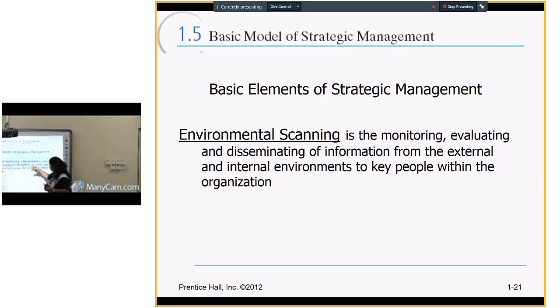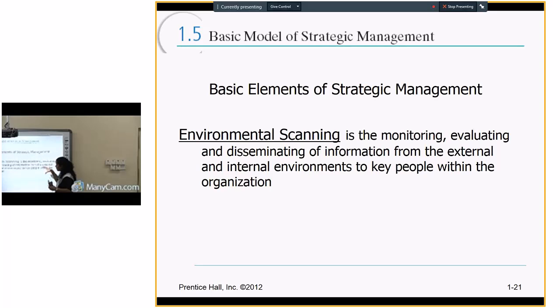Like what we here call the key people. They are the ones who are going to implement this. They are the ones who are going to give the consent, whether we can carry forward or not. Got the point? So that is how we elaborate about environmental scanning.